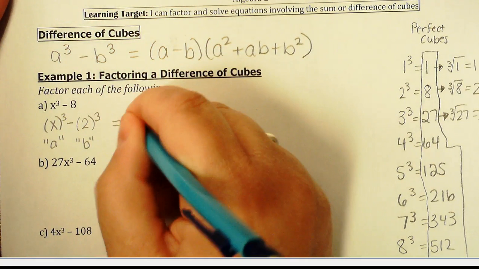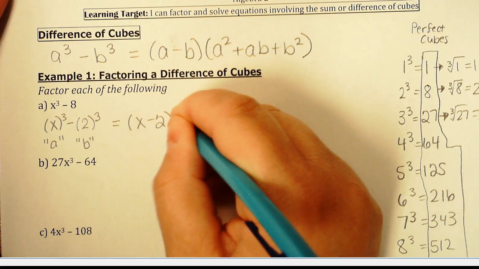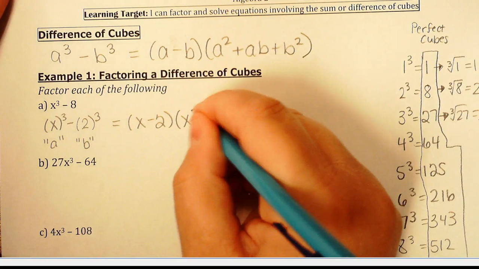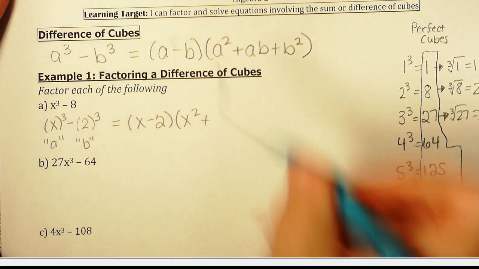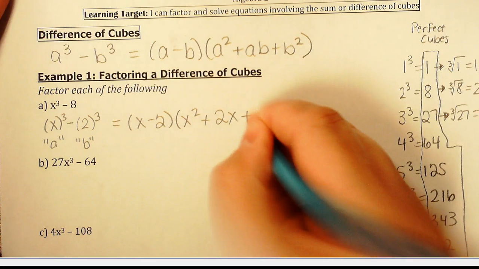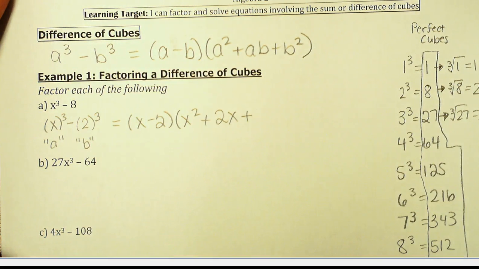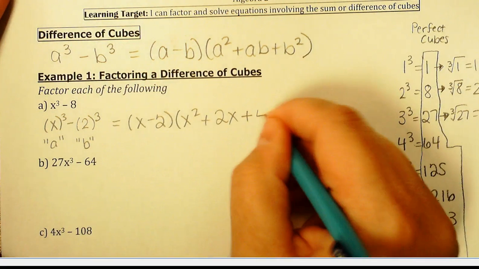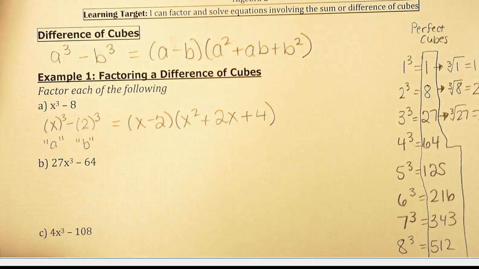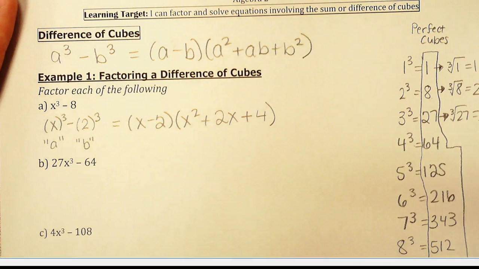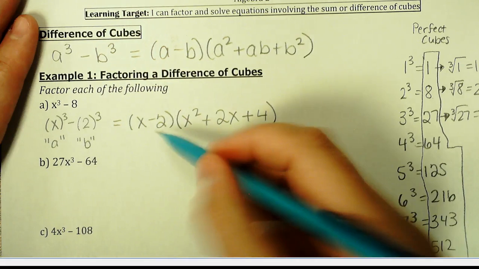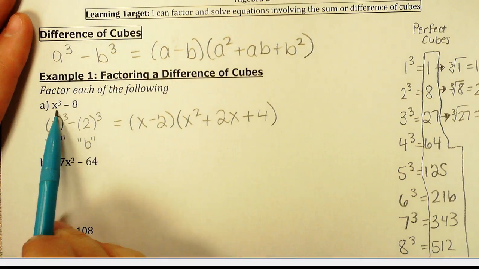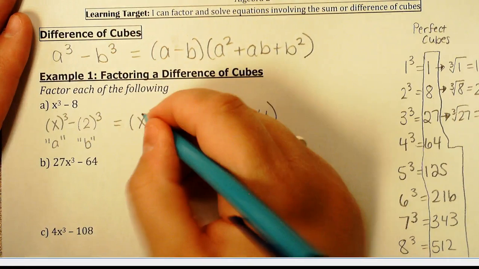So this is the factored form. This would be x minus 2. a squared would be x squared. Now this is a little weird: a times b would be 2 times x, and b squared would be 2 squared, so 2 squared is going to be 4. Now, this is just the factored form. I'm not solving an equation. This is going to help us when we do some problems on the back. Now, for this problem and this problem only, if you multiply this back out, it will give you what we started out with.